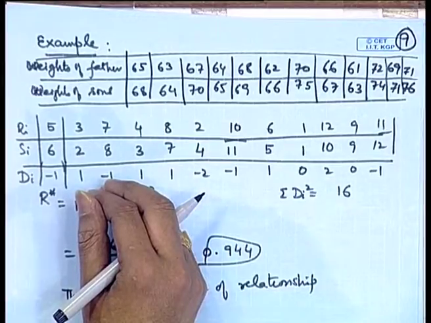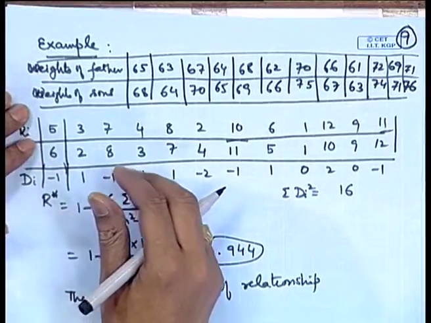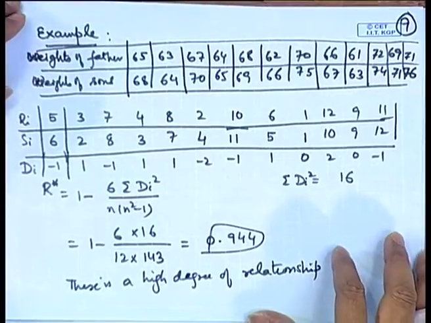Yet another measure of correlation, where in place of the raw values we look at only their magnitudes, is Kendall's tau correlation coefficient.